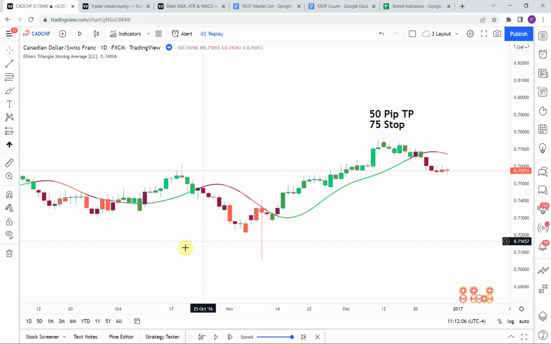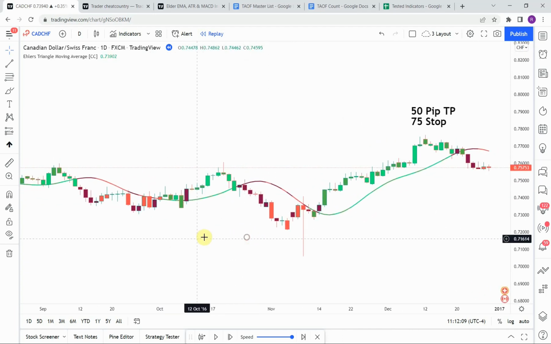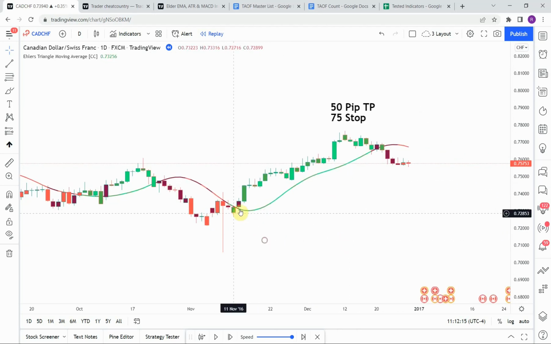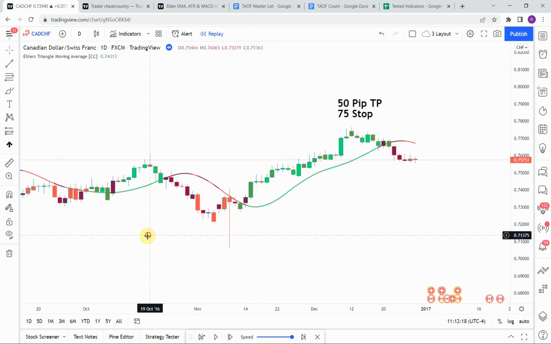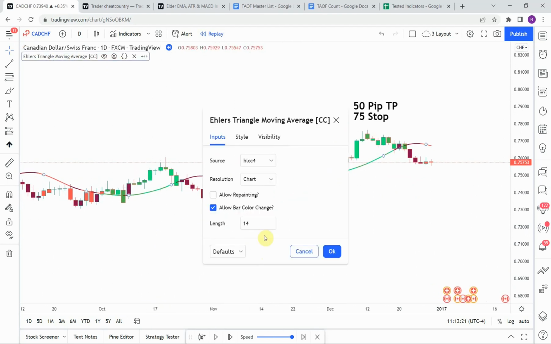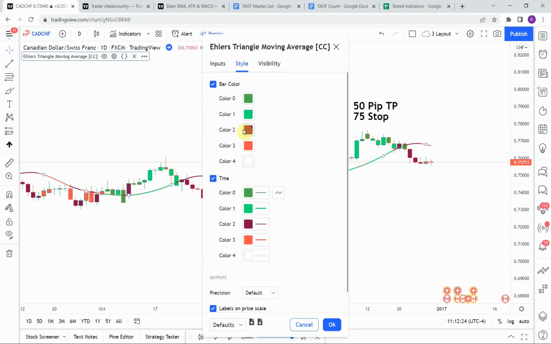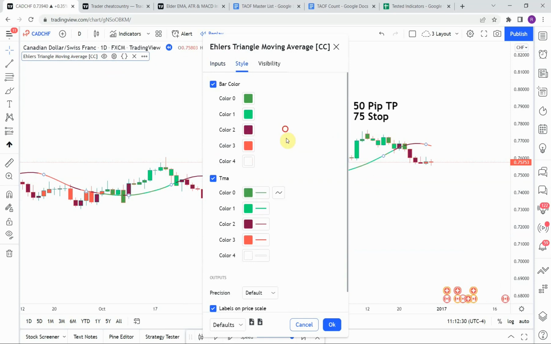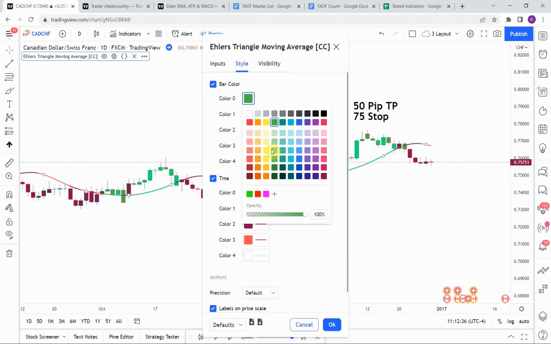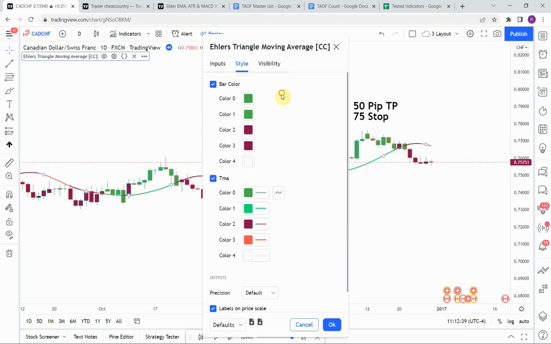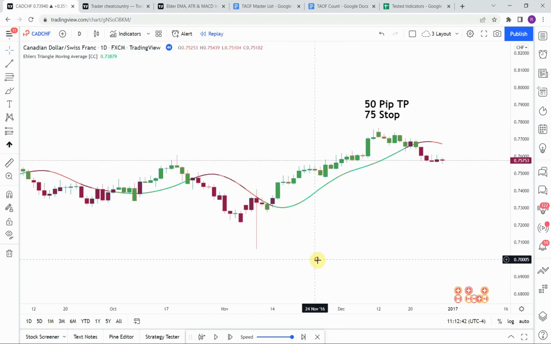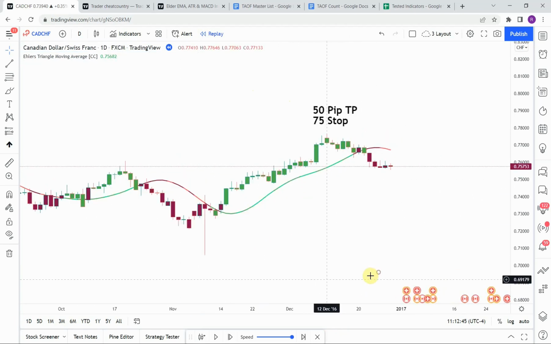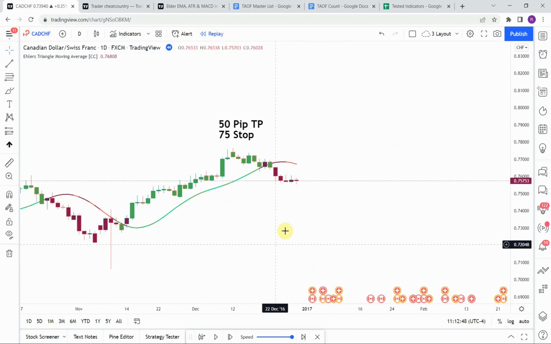And so again, let's just make this easy. We're looking for the maroon shift in the color for a short, and we're looking for this dark green shift in the color to go long. We could probably even go in and change that there, and change this one there, so that there's no confusion. When we get that green, we're going to go long. When we get the maroon, we're going to go short. So let's go ahead and get on with the testing and see what we can get.